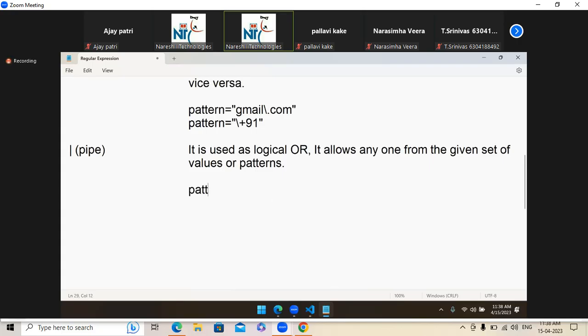Then what you can do is write a pattern simply like this: red pipe green pipe blue. Only these are allowed, others are not allowed. Now for this, I can write COLOR pipe COLOUR. Is it okay?